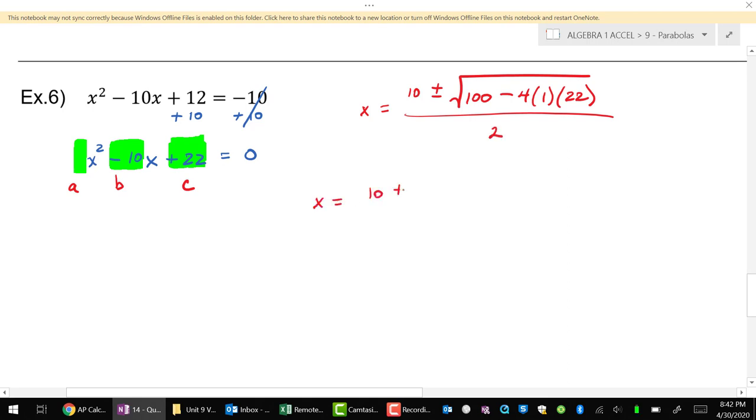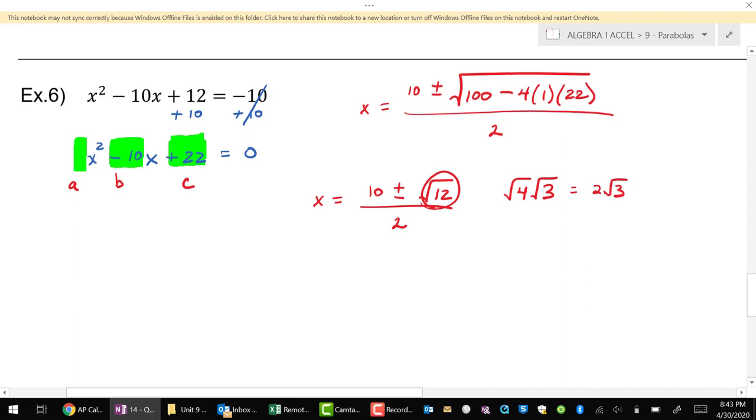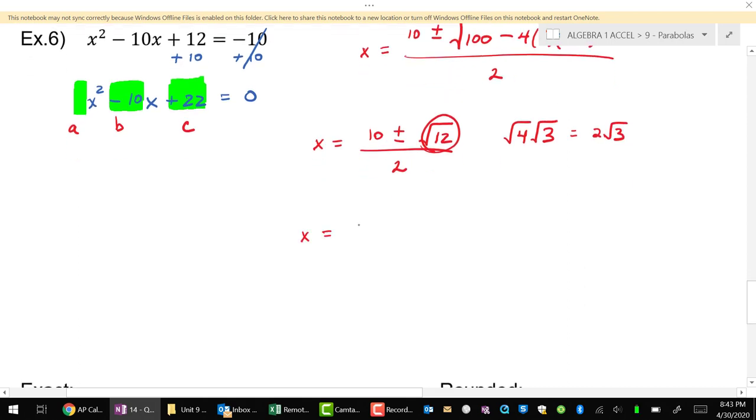And clean that up, 10 plus or minus, 4 times 22 is 88, so 100 minus 88 is going to be 12. 10 plus or minus root 12 all over 2. How about a little radical reducing right there? Root 4 times root 3, which is going to be 2 radical 3. That's all over 2. And now I'm ready for Mickey Mouse reduce.